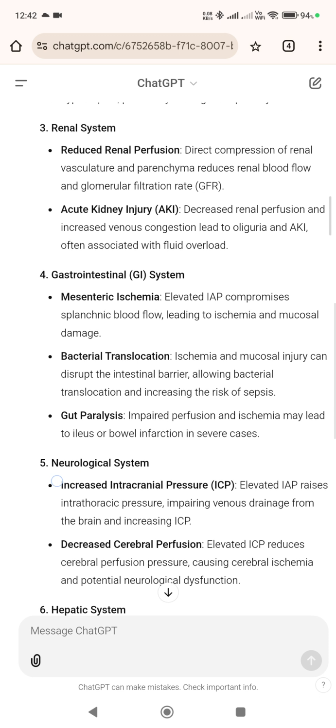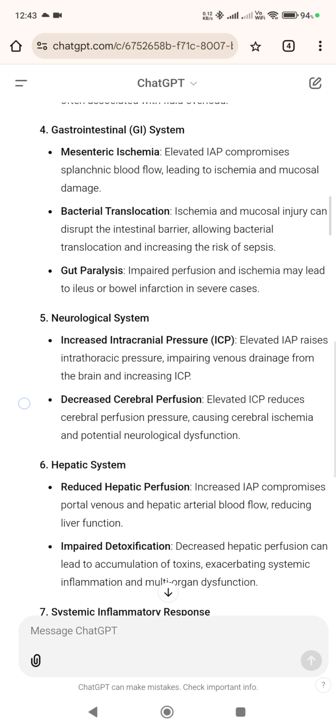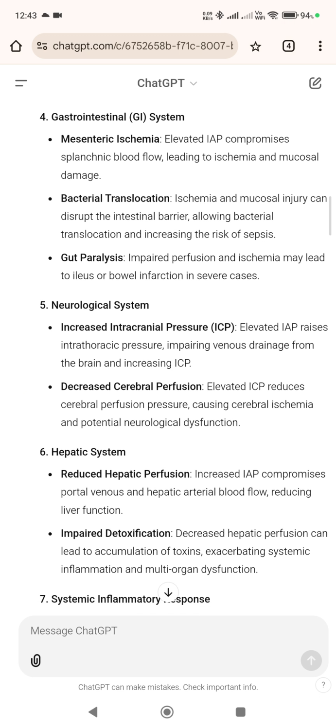3. Renal system. Reduced renal perfusion. Direct compression of renal vasculature and parenchyma reduces renal blood flow and glomerular filtration rate, GFR. Acute kidney injury, AKI. Decreased renal perfusion and increased venous congestion lead to oliguria and AKI, often associated with fluid overload. 4. Gastrointestinal system. Mesenteric ischemia.